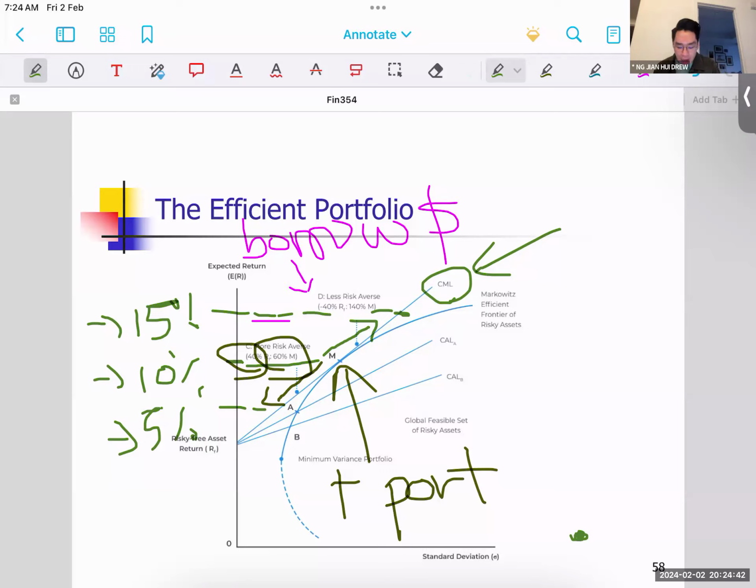Now, you have unlimited number of CAL. What is CAL? CAL is the capital allocation line. So capital allocation line is any line.